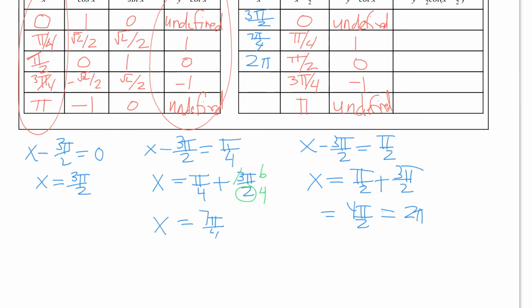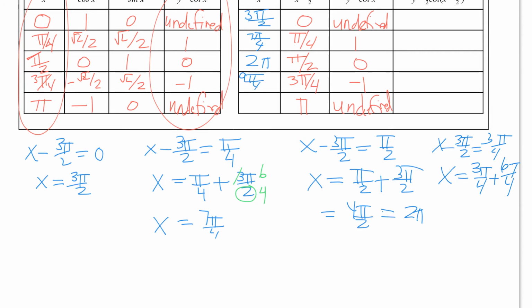Then I'm going to take my x minus 3 pi over 2 and set it equal to 3 pi over 4. So x is going to equal 3 pi over 4 plus 3 pi over 2. Now remember, I need that in terms of fourths, so just like before, this would be 6 pi over 4. So I'm going to get 9 pi over 4.